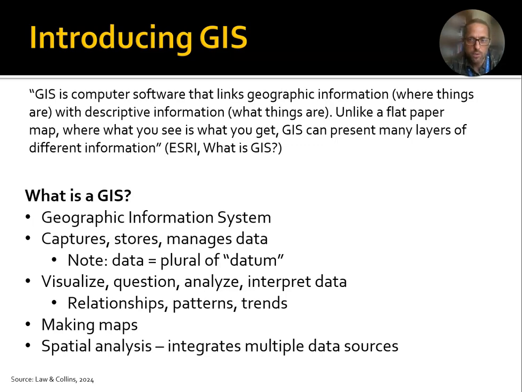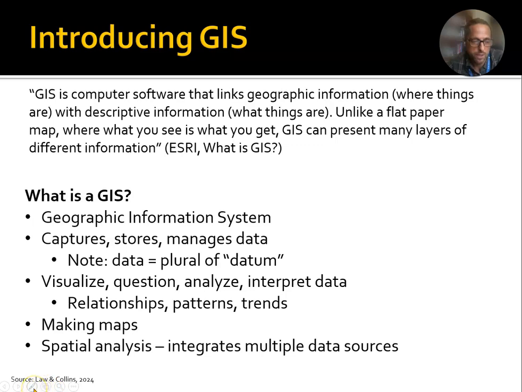So GIS, you should have, maybe not a definition memorized, but certainly a working understanding and be able to describe what a GIS is. There's no one universal definition, but this is a pretty good one from Esri. It's a computer software that links geographic information with descriptive information. So it's basically where things are and what's there. What's really great about a GIS is that unlike a flat paper map where what you see is what you get, GIS can present many layers of different information.